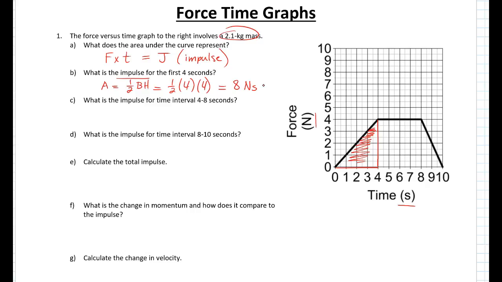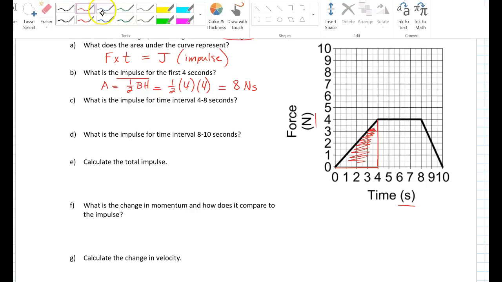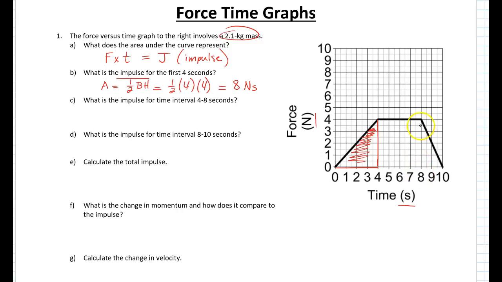Number C, what is the impulse for the time interval 4 to 8 seconds? From 4 to 8 seconds, you have this box right here. That one is a little bit easier. Area for a rectangle is just length times width. Length is 8 minus 4, which is 4, and the height is just 4. So you have 16 Newton seconds.